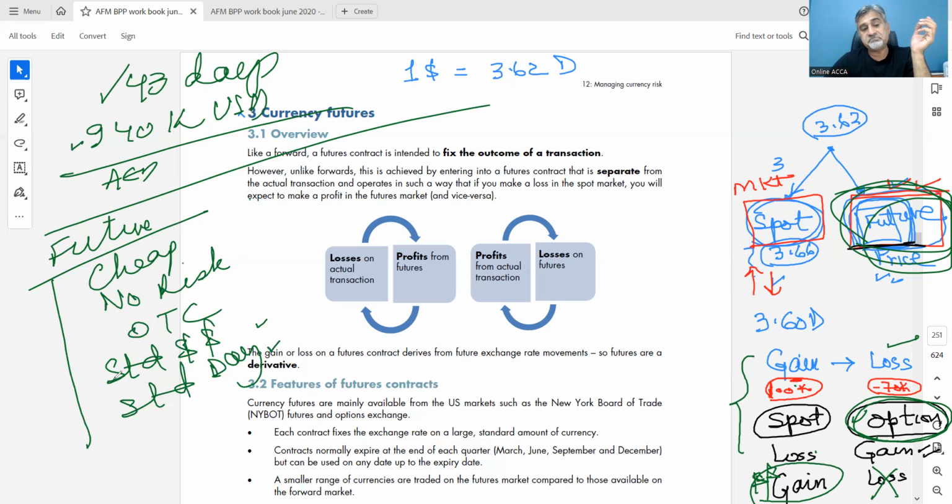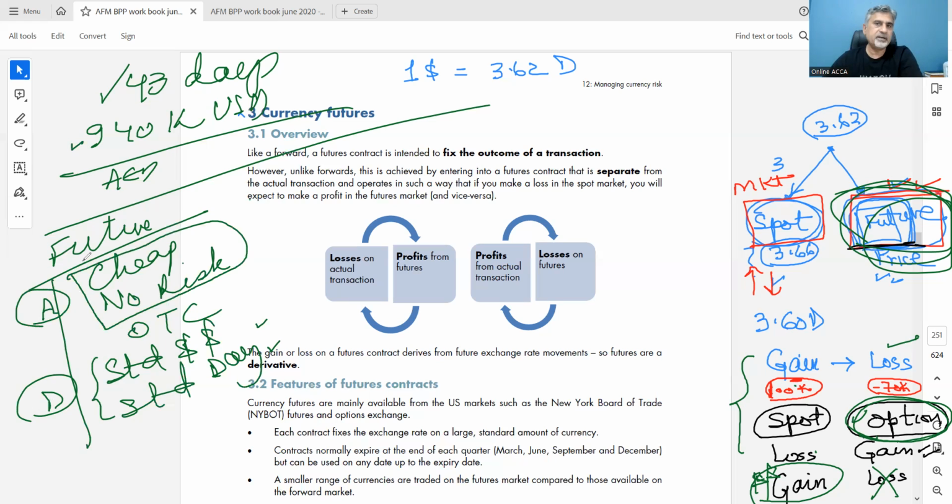These are two disadvantages from my point of view, because I need 940 and they are offering me $1 million. So it's a disadvantage. But the advantage is that it is cheap. There is no risk which is attached. It is almost risk-free, and it could possibly be cheaper. This is for futures.